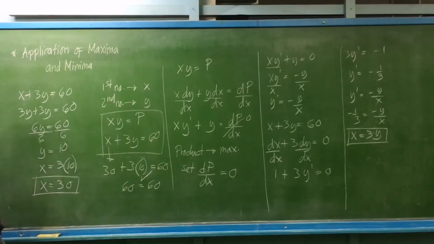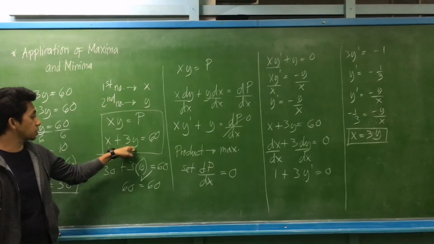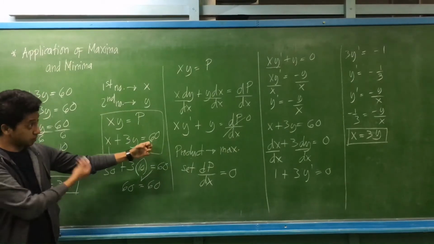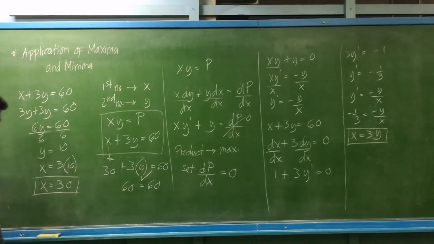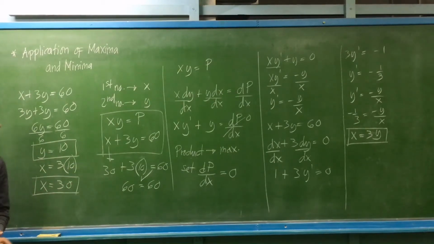So the correct pair that will give the maximum product, having the sum of the first number plus 3 times the second number equal to 60, ang sagot natin dito is 10 and 30. So 10 and 30 for this example. Okay, let's have another example.